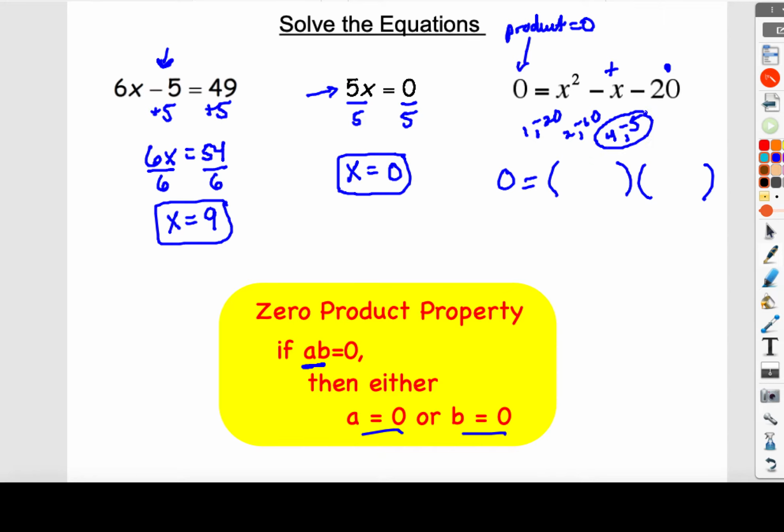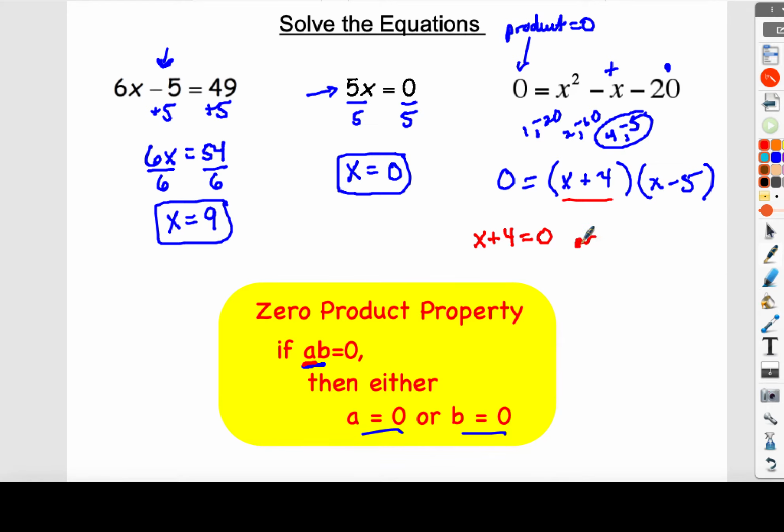So let's split up this trinomial into x plus 4 and x minus 5. Well, that means that, again, either x plus 4 equals 0, just like saying A could be equal to 0, and it wouldn't really matter what the other part is, right? If that turns to 0, anything times 0 is 0.